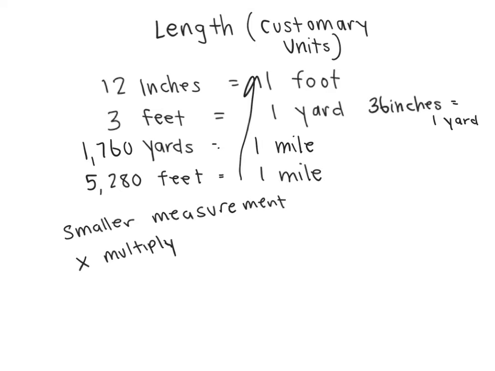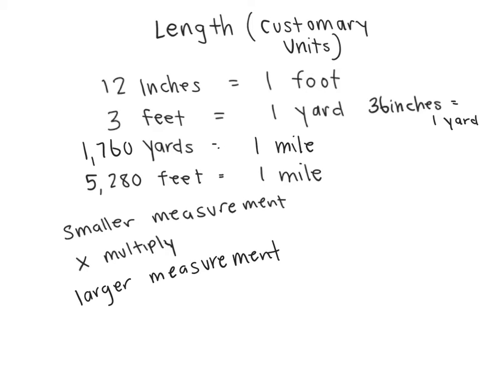I'm going to erase this arrow a second. So when I have something that's smaller, I need to multiply because I need more of them. So we always have to think before we do it, do I need more of them or do I need less of them? Would I use a bigger measure? Would I use like a ruler or would I use something else? So if we have a larger measurement, so that means if we were going down, so if I were going from inches to feet or inches to yards, I need less of them. So I'm going to divide.